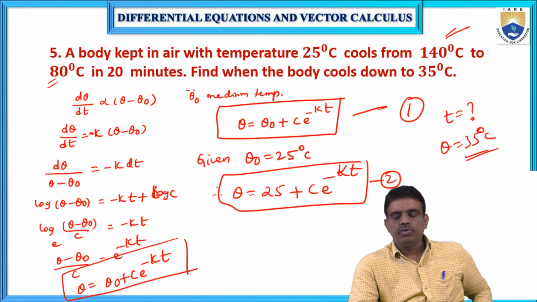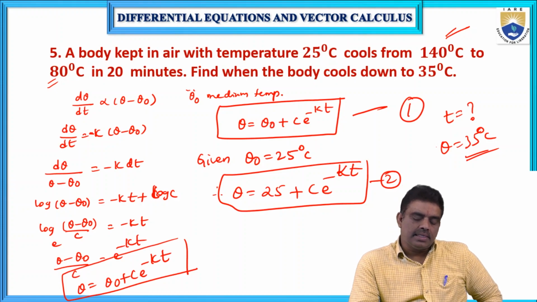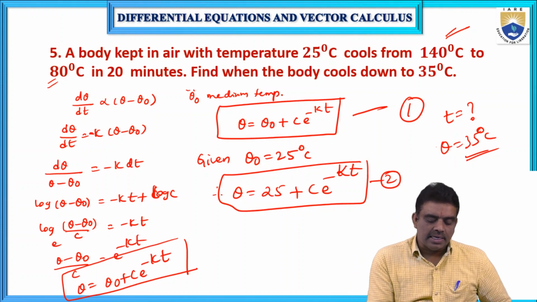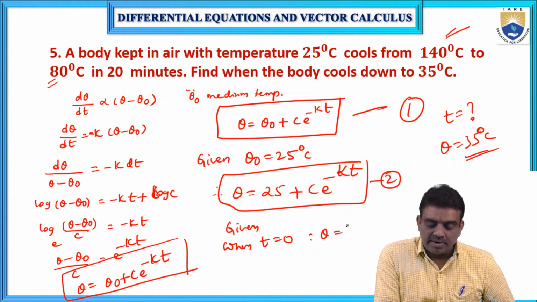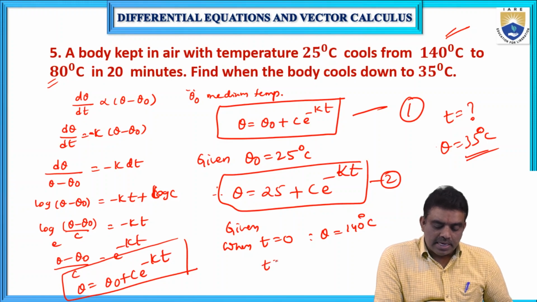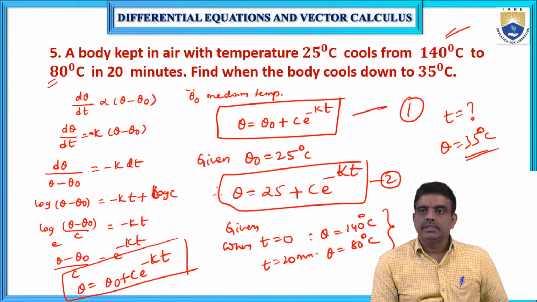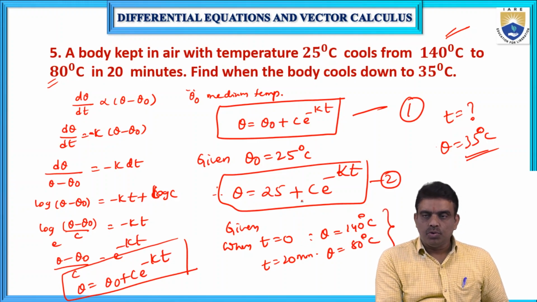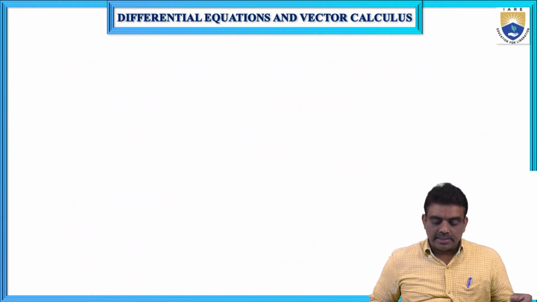That means you need to get a relation in terms of theta and t. To get the relation in terms of theta and t, we have the initial conditions. What are given? When t is 0, initially, the temperature of the body is 140 degrees Celsius. After 20 minutes, theta reduces to 80 degrees Celsius. These two are called the boundary conditions. So on substituting, you will get two relations. Suppose we substitute the first relation, I'll write in the next slide.